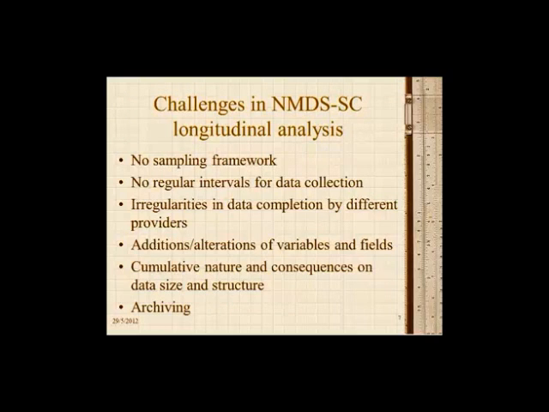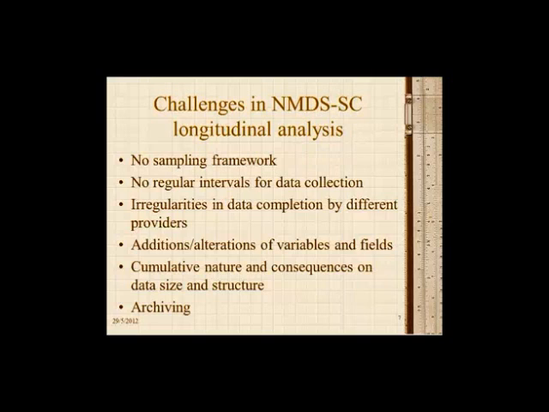So, fabulous, but there are huge challenges when you come to analyze that, because there is no sampling framework. We don't know how many providers were there when we started in 2005. That is not available anywhere. You can come up with estimates, and this is the best you can come up with. And no regular intervals for data collection.